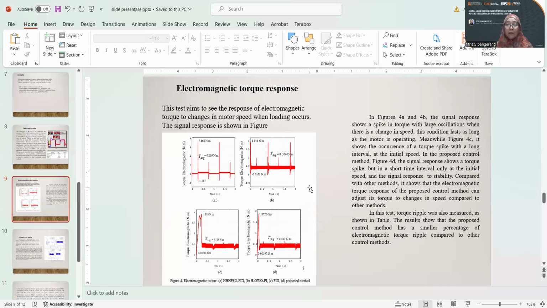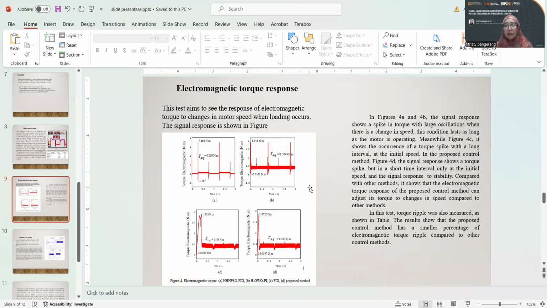Electromagnetic torque response. This test aims to see the response of electromagnetic torque to change in motor speed when loading occurs. The signal response is shown in the figure. In figures 4A and 4B, the signal response shows a spike in torque with slight oscillation when there is a change in speed. This condition lasts as long as the motor is in operation.